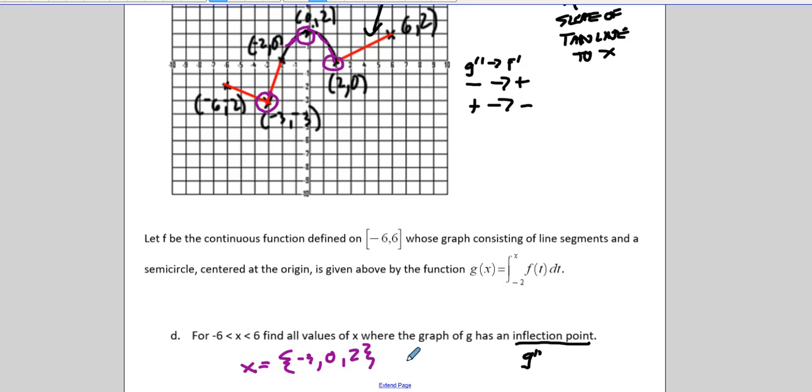So g has inflection points at all those points because here g double prime is going from negative to positive, or f prime is going from negative to positive, because g double prime is equal to f prime. Here g double prime goes from positive to negative. F prime goes from positive to negative. And then finally here, f prime and g double prime go from negative to positive.